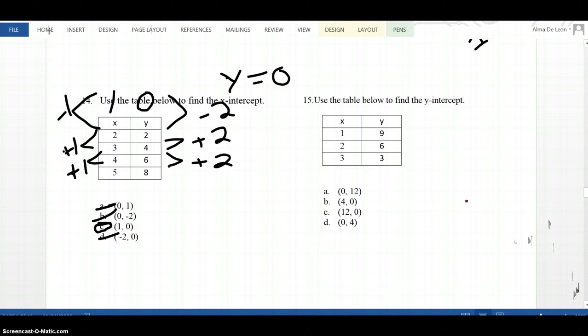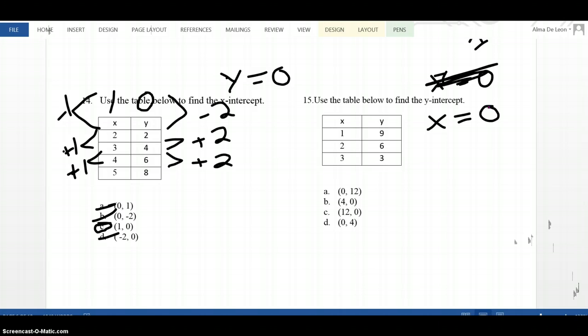Let's look at number 15. I'm trying to find the y-intercept. The y-intercept occurs when x equals 0. Looking at my table, I see that I do not have any zeros in the x column, so I need to create one.